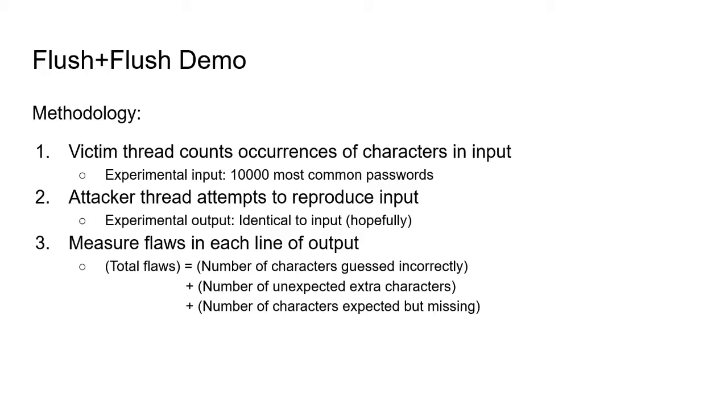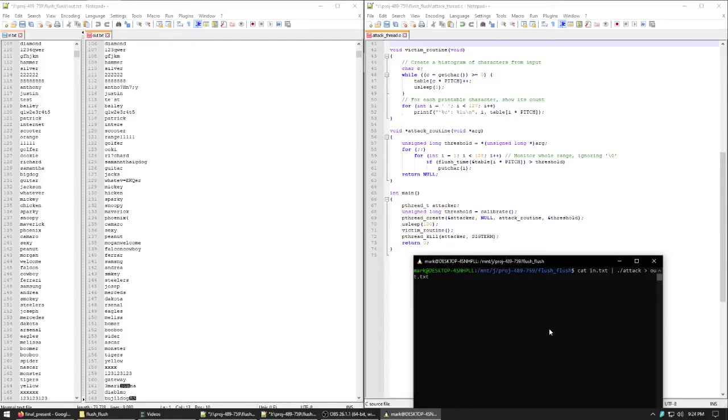Each entry in the output is then measured according to the number of wrong characters it has, including extras and missing characters. While it's running in the terminal, we have a previous output on the left, and the victim and attacker are shown on the right. The rest of the code is on GitHub, linked later.